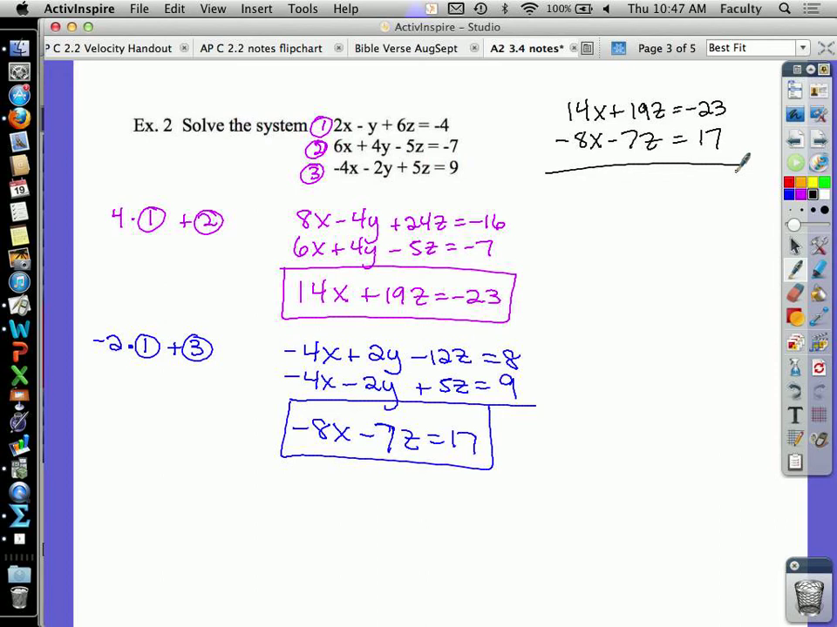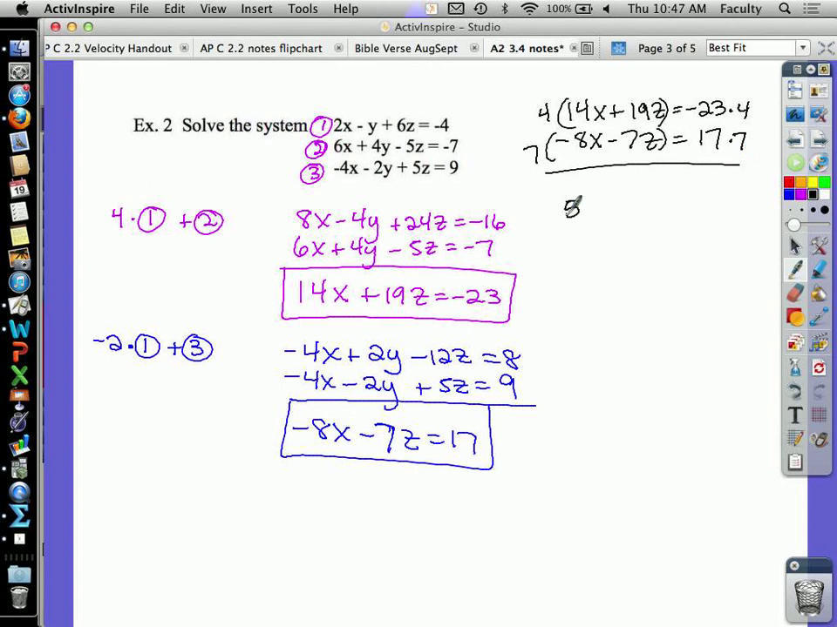So which variable do we want to get rid of? You can either multiply the top one by 7 and the bottom by 19. We might need our calculators. I'm thinking, doesn't 14 go into 56 4 times? I think it does. Yeah, so let's multiply the top one by a 4 and the bottom one by a 7. And let's try and do it without the calculator, okay?